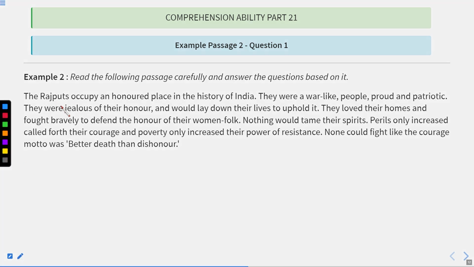So here you can see the Rajputs. Here we are talking about the Rajputs. Occupy an honored place in the history of India. Okay, honored place means a place that everyone praises, everyone respects. That is an honored place.